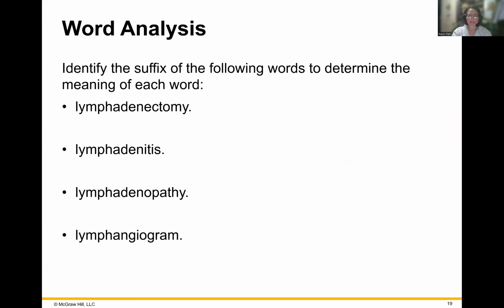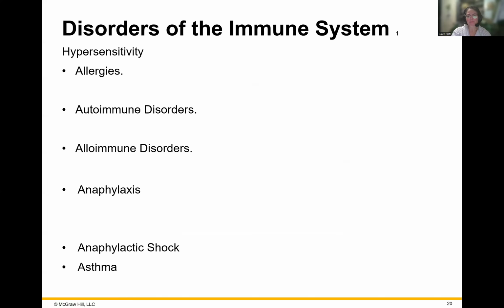All right, so we're looking at identifying the suffix of the word. So we can see we have lymphaden and lymphangio. So we've got a lymph gland, because aden means gland, and then lymph, angio, it means vessel. So we're looking at ectomy, itis, pathy, and gram. So what do they mean? Ectomy, look it up. You guys should hopefully know this by now. You've probably seen it a couple times. Itis, what does that mean? Pathy, what does that mean? And then gram, what does that mean?